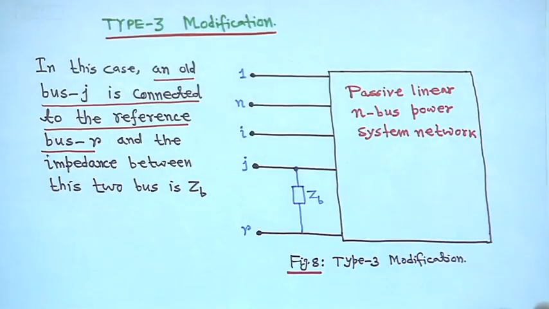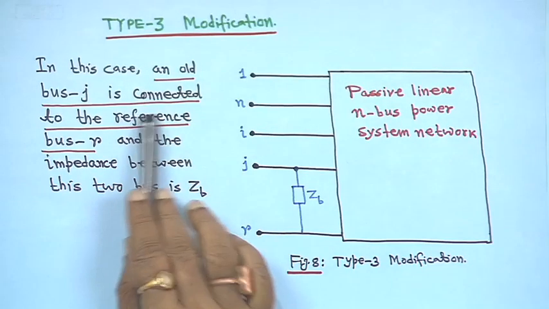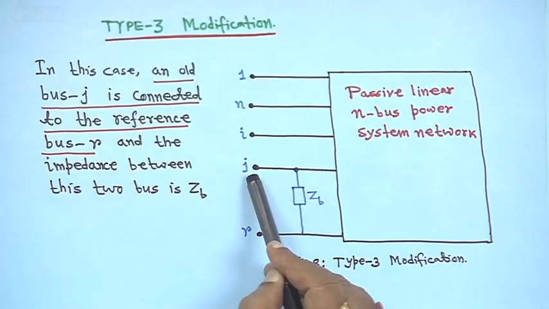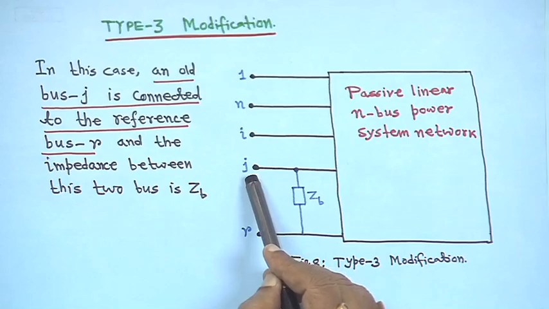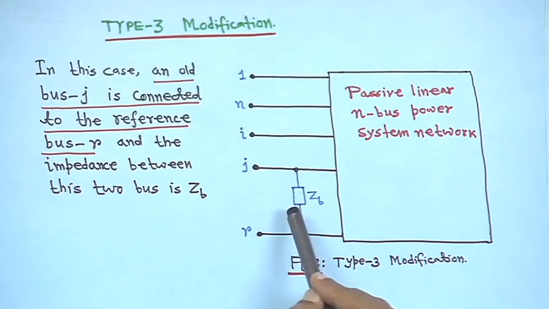So, next is the type 3 modification. In this case, an old bus J is connected to the reference bus. This is an old bus. I told you I and J are old buses. So, it is connected to the reference bus R through an impedance ZB, right.